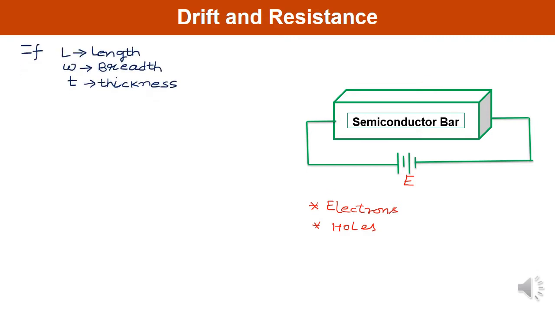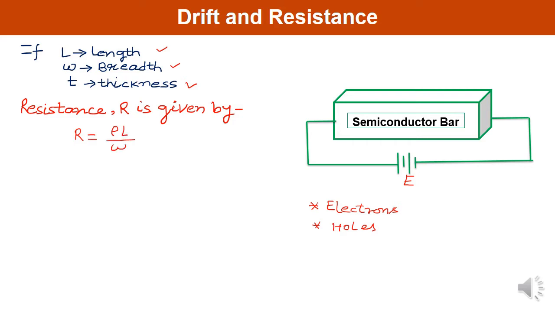If L is the length of the semiconductor bar, W is the breadth and T is the thickness, then its resistance can be written as R is equal to rho L upon W into T, where this rho is the resistivity of the bar, and its unit is ohm centimeter.